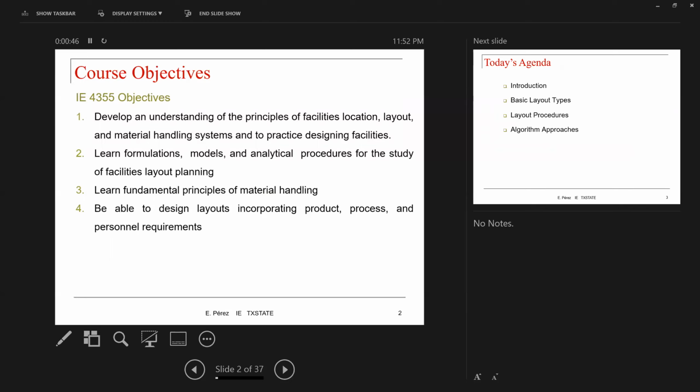Learn formulations, models, and analytical procedures for the study of facilities layout planning. This is also one of the things that we're going to do in this lecture. Learn fundamental principles of material handling, and be able to design layouts incorporating product, process, and personnel requirements.